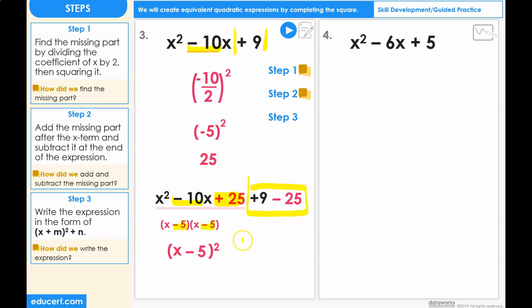Then we just combine the numeric terms. 9 and negative 25 combine to a negative 16. And we now have an equivalent expression in the form of a square binomial with the numeric term.